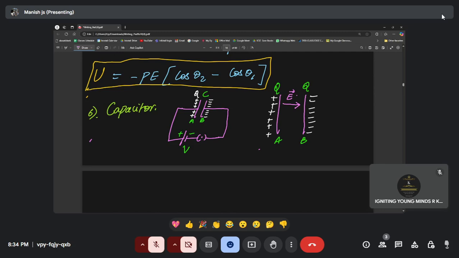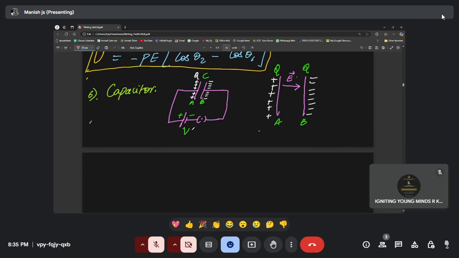Are you understanding? Due to the difference in potential, positive and negative charges are developed between the plates. Hence, there is an electric field set up between the plates that makes the plates of the capacitor conductive. And that is how conduction takes place between the plates of the capacitor. So this is a very important concept.